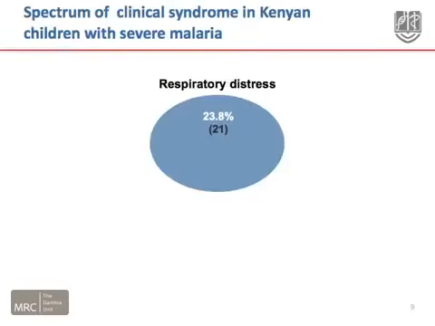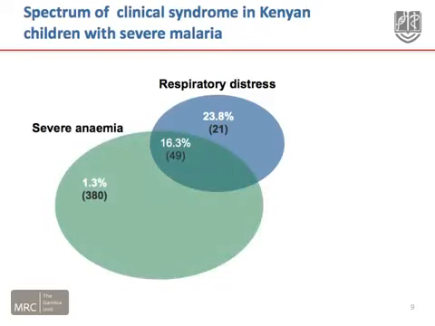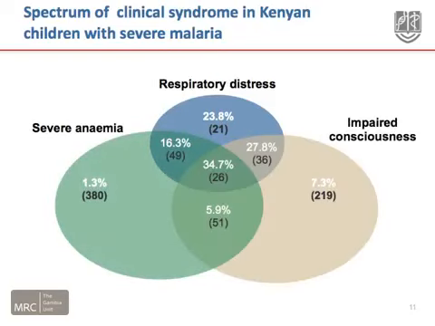This diagram shows common features of clinical syndrome in Kenyan children with severe malaria. Children with severe malaria in this study presented with malaria with respiratory distress, severe anemia, malaria with impaired consciousness. Some of the children had more than one syndrome, and mortality was highest in children with severe respiratory distress. The numbers in brackets show the number of cases studied, and the percentages give the mortality.